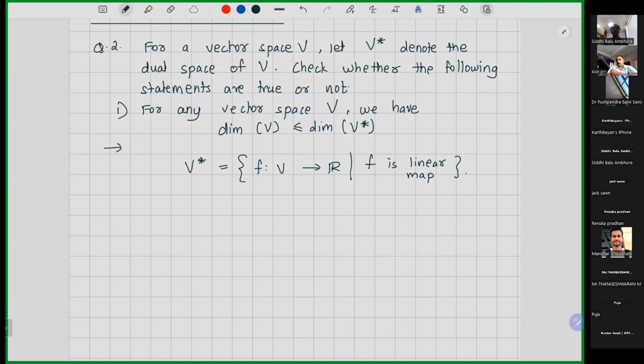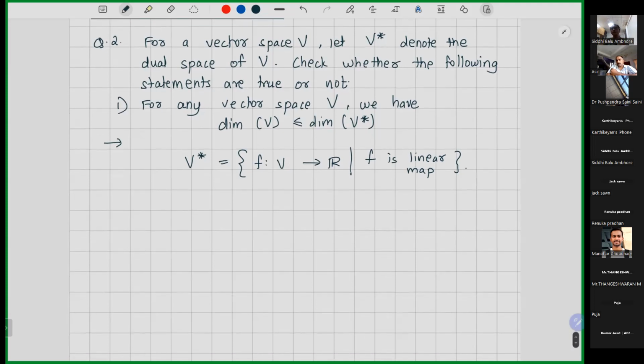Any doubts? I hope you all know the definition of V star. So this is the definition of V star. It is the set of all linear maps from V to R. This forms a vector space. And now we are asked to check whether the dimension of V is less than or equal to the dimension of V star or not.